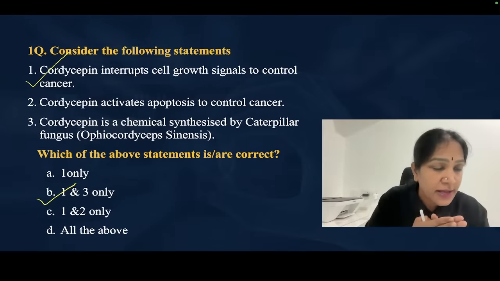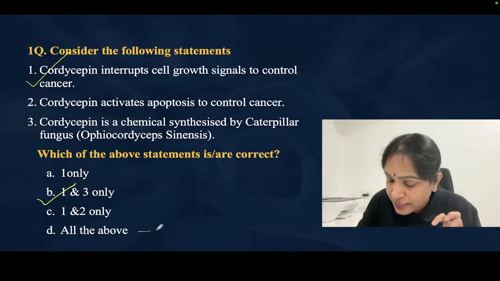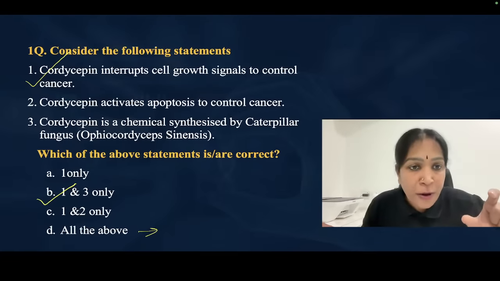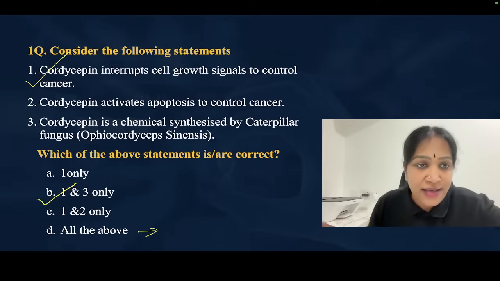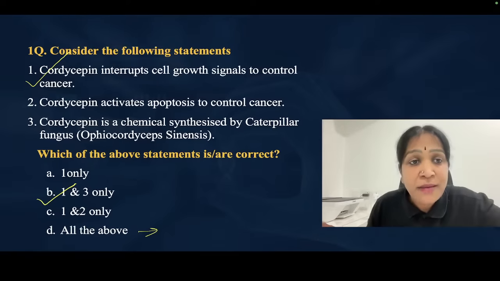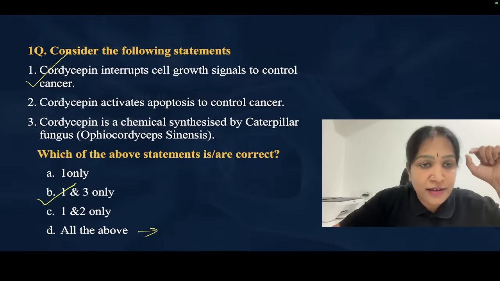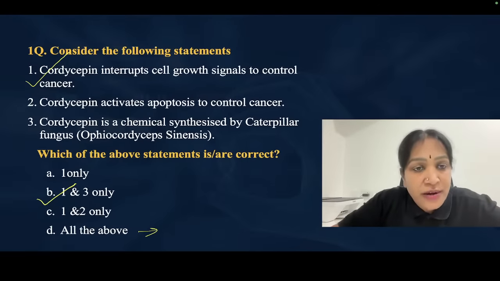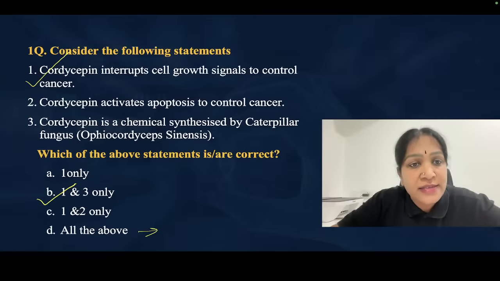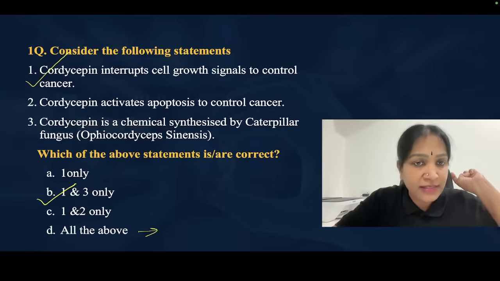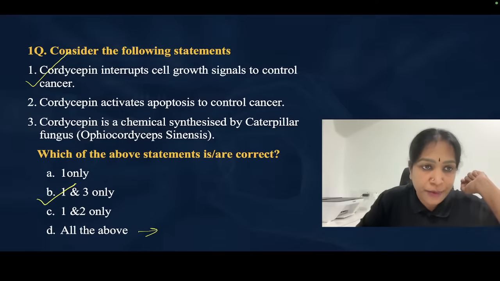Your logic is correct. Some of you answered all the above. The logic you applied is correct. If the apoptosis is activated, you can control the cancer. That is correct. But that is not the mechanism of this cordycepin. Is it clear? The mechanism by which cordycepin is controlling the cancer is by switching off the cell division, not by activating the apoptosis. I hope you all got the point.